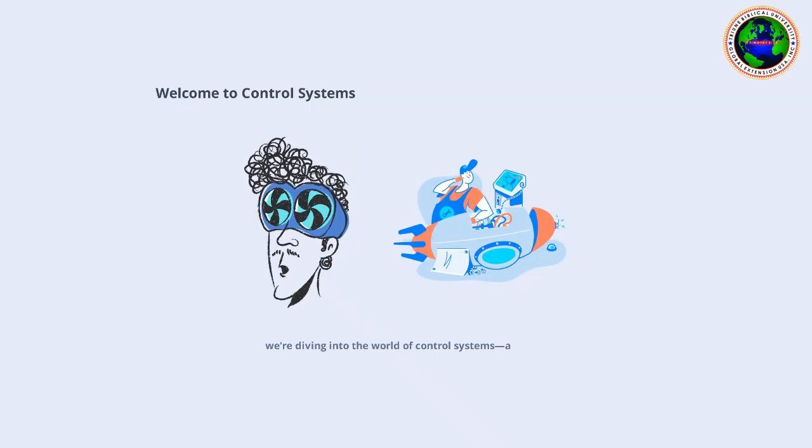Today we're diving into the world of control systems, a fundamental concept in engineering that shapes how machines, devices, and even everyday appliances behave. Whether you realize it or not, control systems are all around us, quietly ensuring that everything from your home heating to your car's cruise control works just as you expect. In this session, we'll explore what a control system actually is, why it's so important, and the foundational objectives that guide its design. Let's start by understanding the basic definition and purpose of a control system.